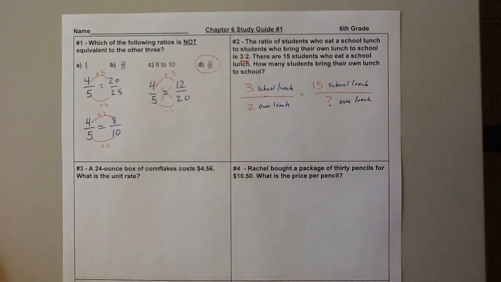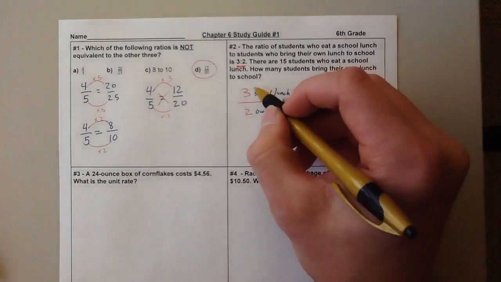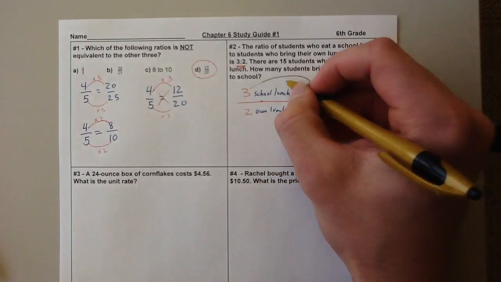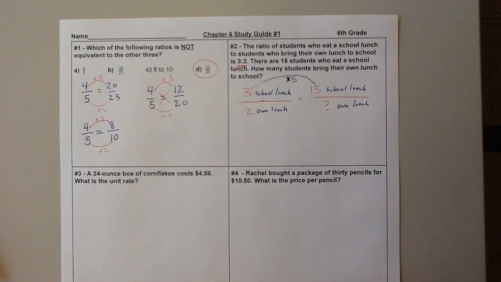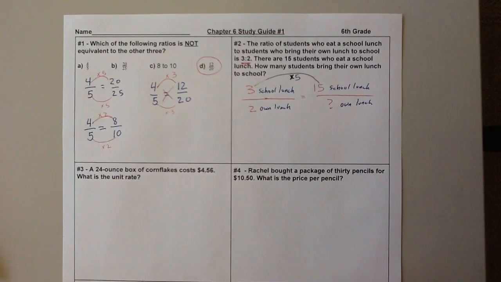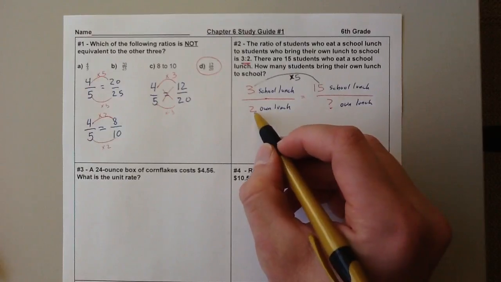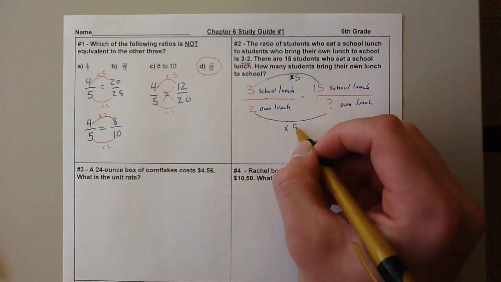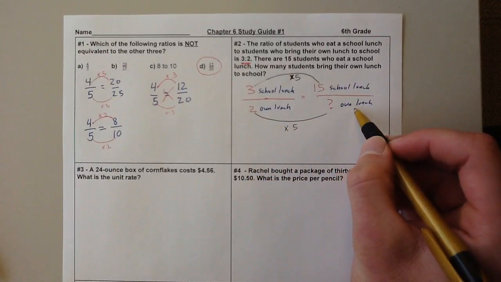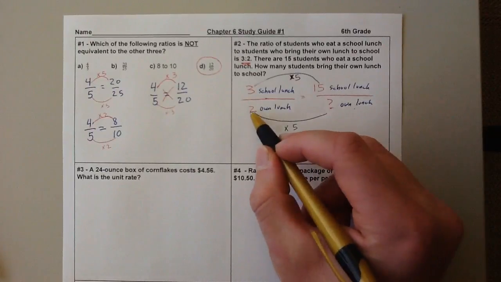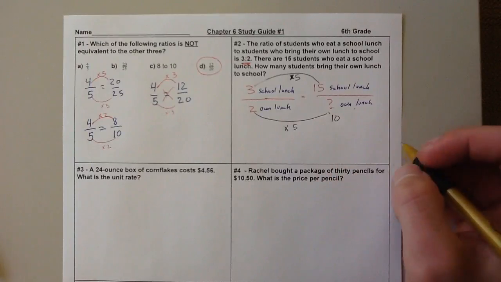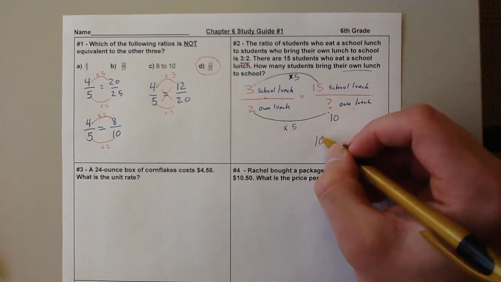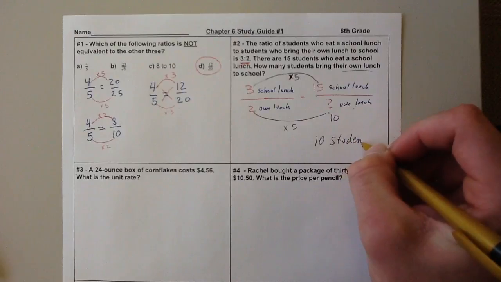Now let's look on top. On top you can see I'm taking 3. How do I get from 3 to 15? Well, I multiplied by 5. And so if I want to find an equivalent ratio, I need to do the same thing to the bottom. So I take 2 and I multiply by 5. And that will give me the number of students who brought their own lunch to school. So 2 times 5 is 10. Okay, so how many students brought their own lunch? 10 students.